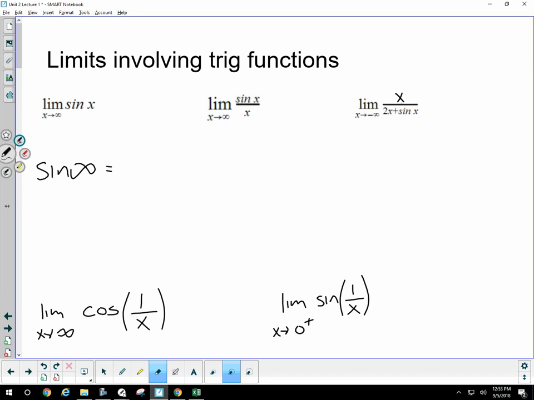I froze up. We're back. So if I ask you the limit as x approaches infinity of sine, is that infinity? You'd say no, it doesn't exist. It oscillates, it keeps going up and down, it doesn't grow. And that's important to know, that sine, cosine, they do not grow.